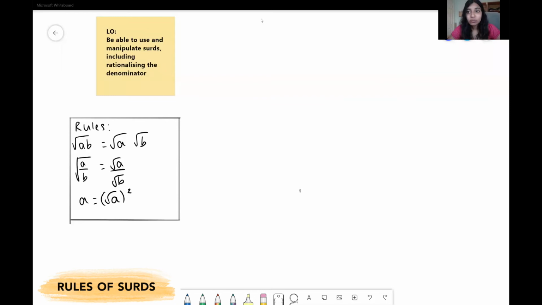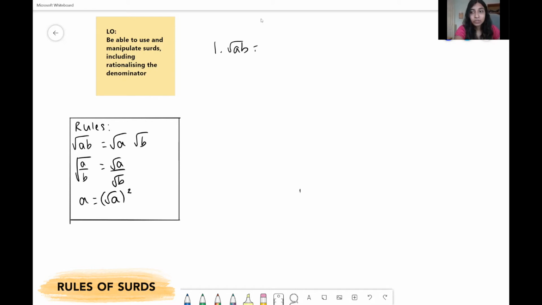As I said before, we have 3 rules that are really useful when manipulating different expressions that involve surds. The first rule is that the root of AB is equal to the root of A times the root of B. Another way to think about this is using indices. Say you had AB to the power of half. Because it's a multiplication to the power of half, you can do each one individually and multiply them together. So A to the power of half times B to the power of half, and as I said before, anything raised to the power of half is just the square root of that. So that's equal to the square root of A times the square root of B.